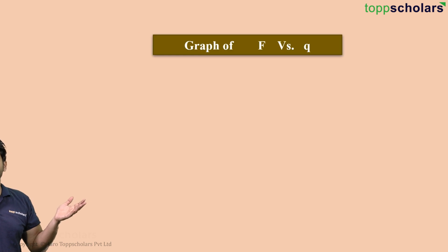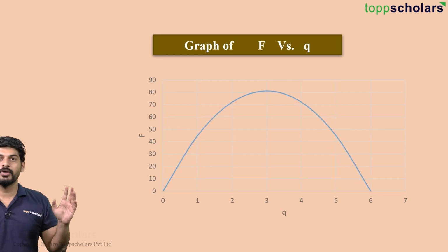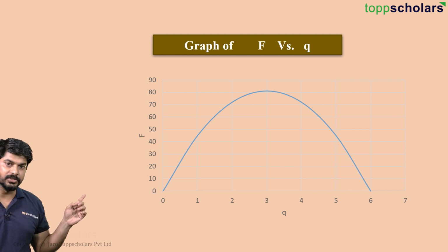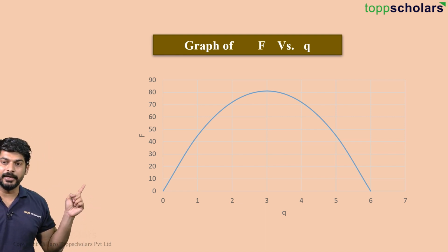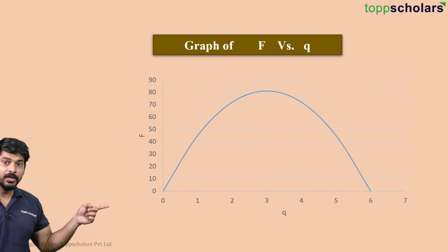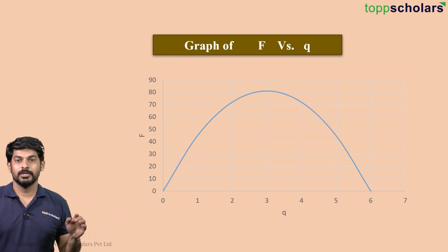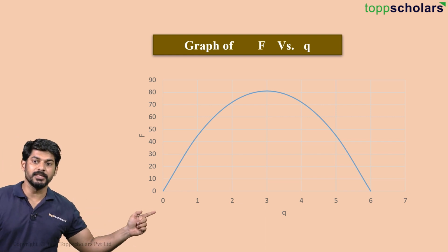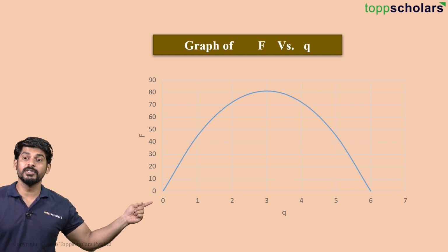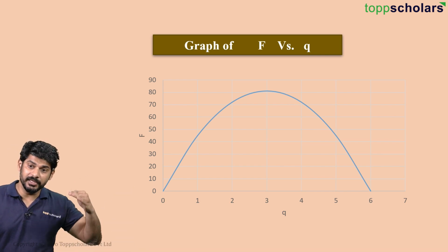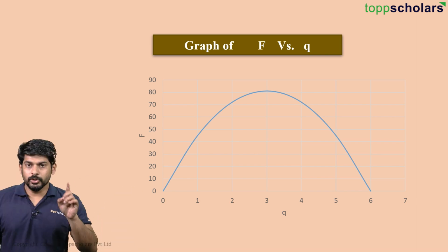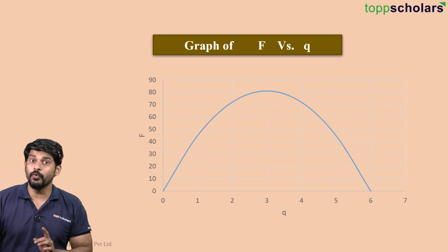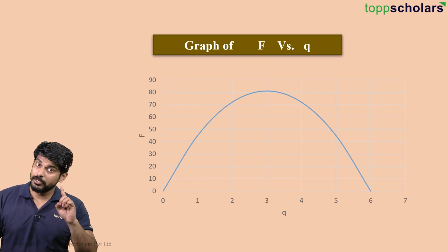If we plot a graph of F versus q, the graph would be somewhat like this. This is F on the y-axis and this is q on the x-axis. As q is increasing, the force is first increasing and then again it is decreasing. So initially it is increasing, that means the slope is positive.